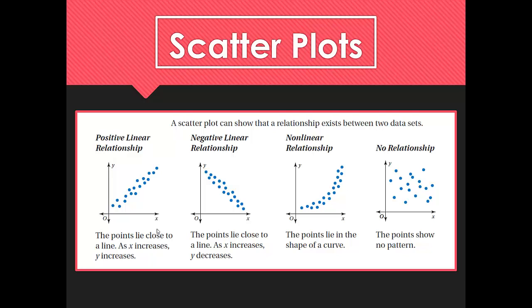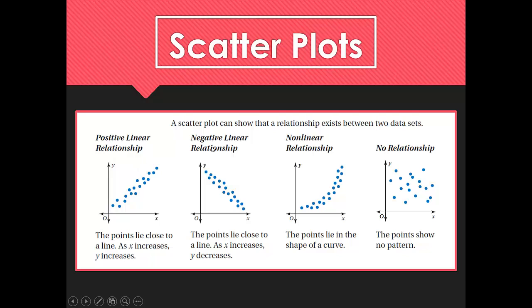Now we're going to look at different scatter plots. A scatter plot can show that a relationship exists between two data sets. For our first scatter plot, we're looking at a positive linear relationship. The points lie close to a line, so they look like you could draw a line through them. As x increases, y increases. So as x is getting larger, y is also getting larger. That would be a positive linear relationship.